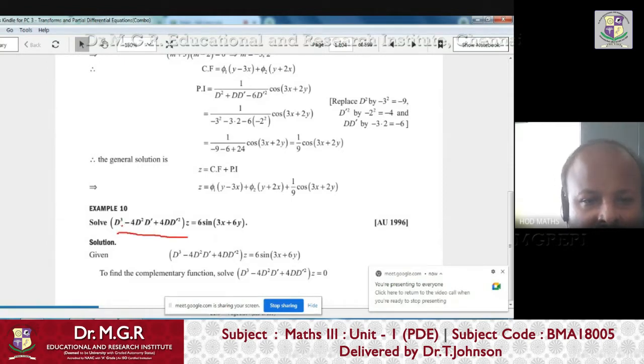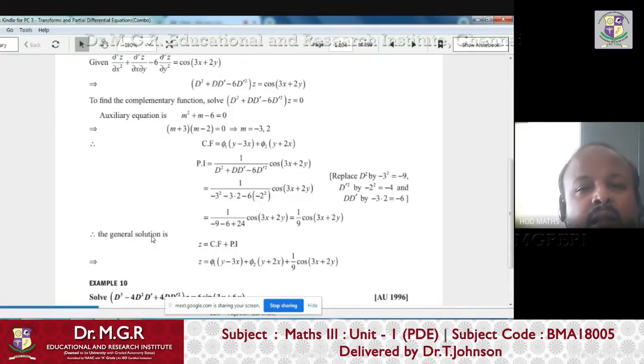Suppose you can see in example 10, it is a third order differential equation, and you can see the third order D cube, then D square D dash. This is also a third order one. Why? Because here you have to differentiate 2 times with respect to x and 1 time with respect to y. And here again D dash square, that is you have to differentiate 1 time with respect to x and 2 times with respect to y. So all these 3 terms are of order 3. So it is a homogeneous linear partial differential equation.